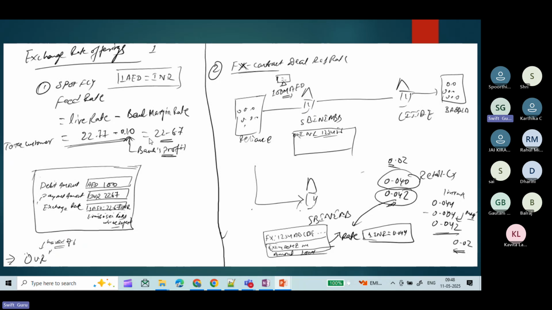Definitely, even if it is a 0.10 margin rate, it is a huge amount for Reliance, almost around 10,000 or 1 lakh AED difference, right? So instead of initiating with the spot FCY rate, Reliance will reach out to the relationship manager at the State Bank of India and check whether they can provide a better deal, because they want to make a fund transfer of 100 million for the imports they have done.